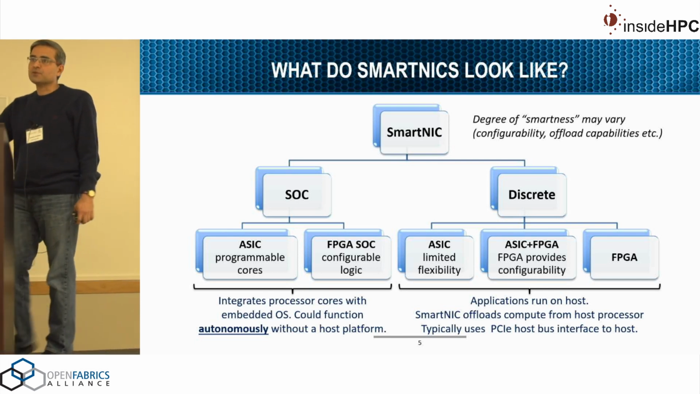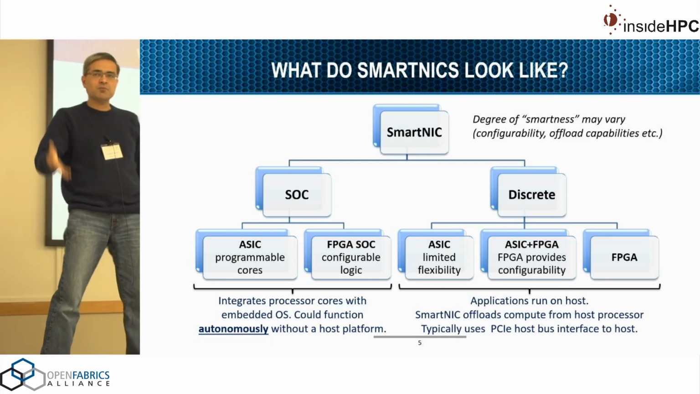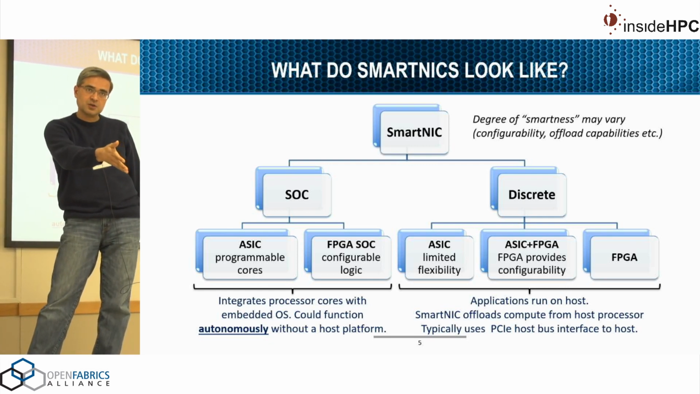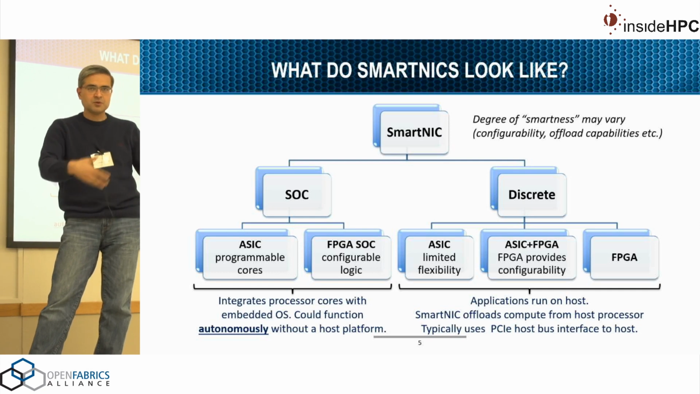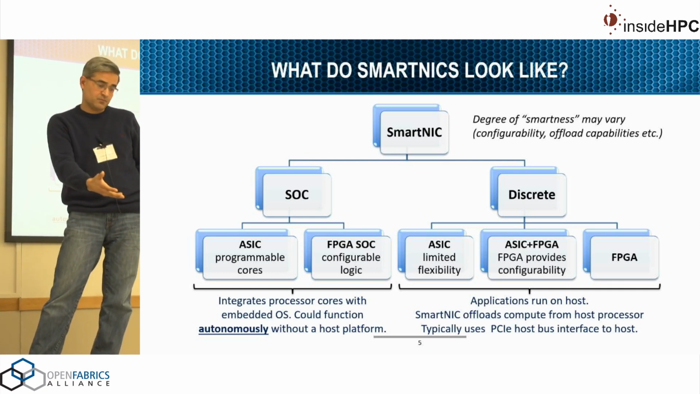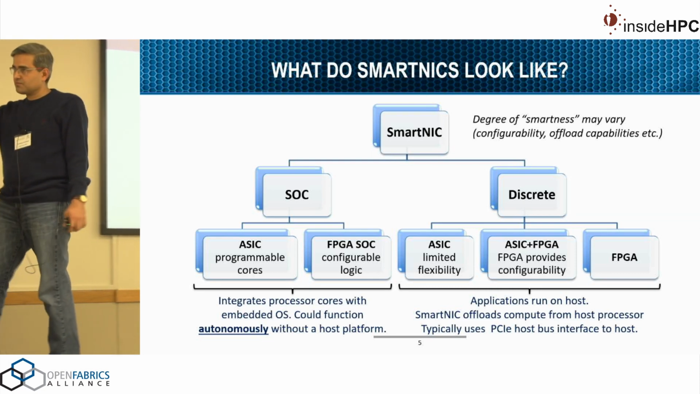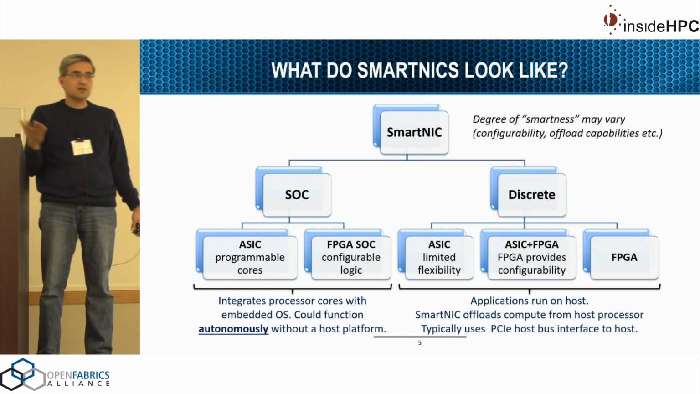And then there's a discrete option. All along we've been talking only about the discrete option, where you get a smart NIC and probably plug it into a PCIe slot on the host system, and then you use it for whatever reasons, including offloading some of the compute onto the NIC, and then it connects to the network. So that's the discrete option, which again can come in three varieties.